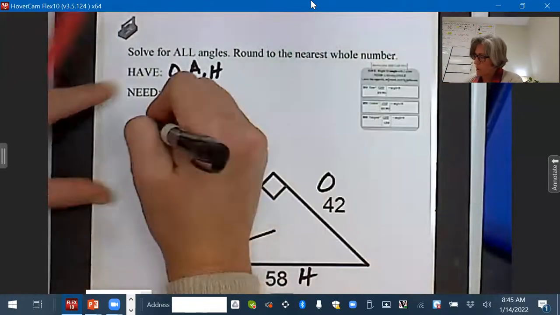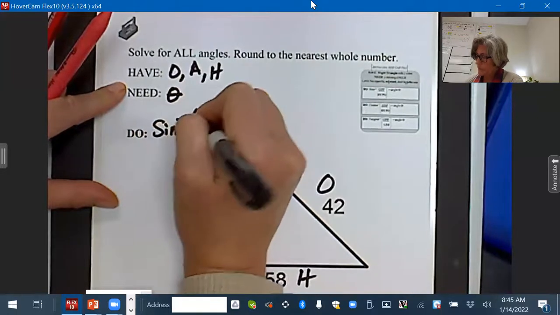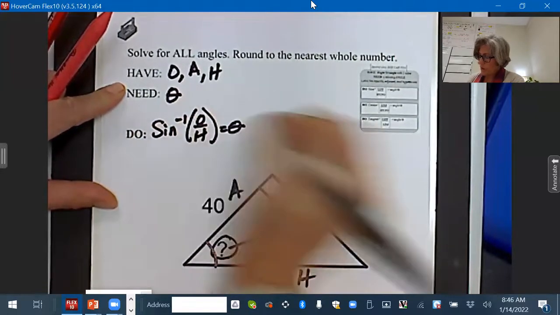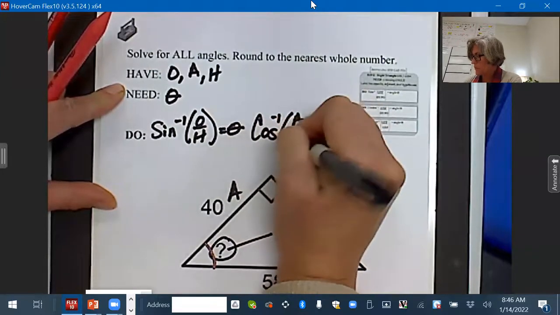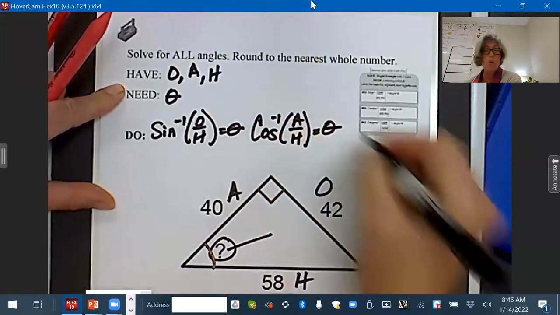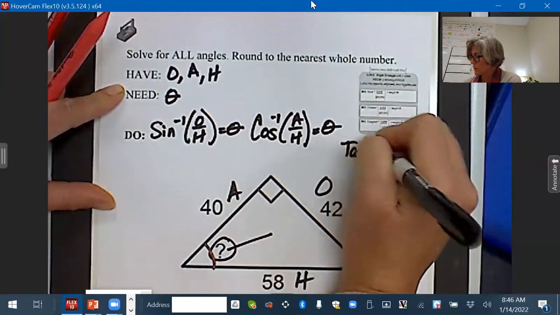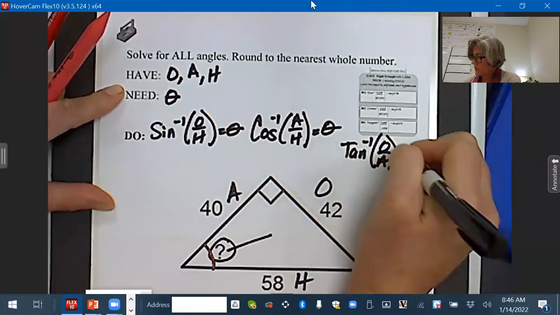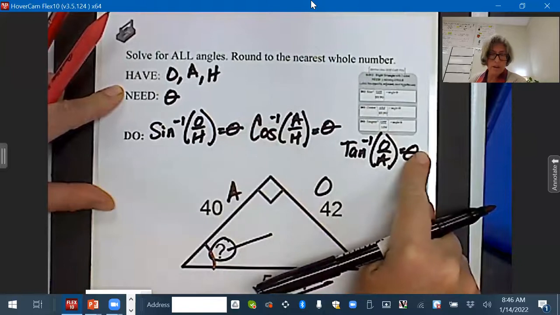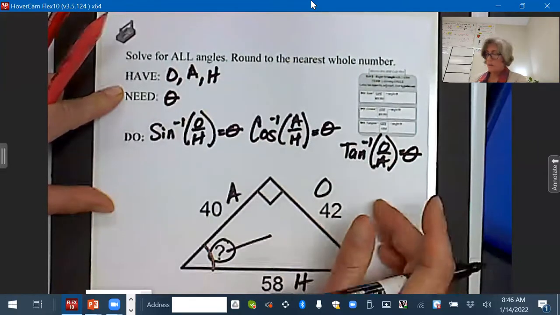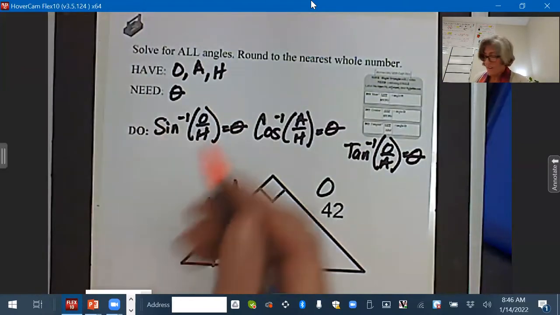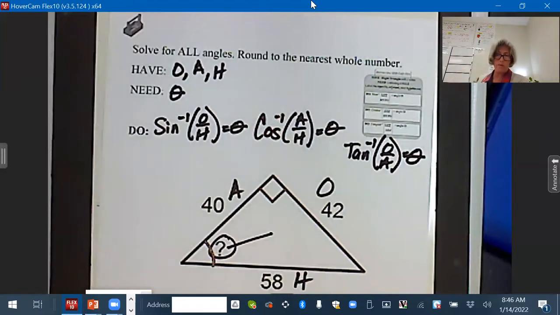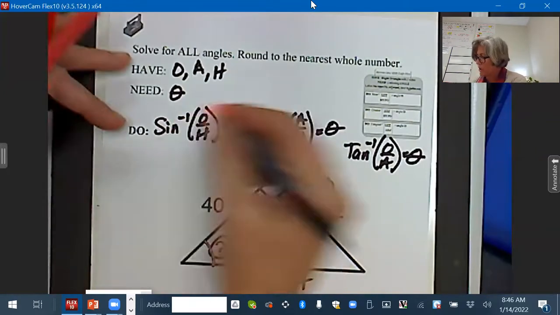Do I use inverse sine? Do I use inverse cosine? Or do I use inverse tangent? I do expect you to write all three of those down. And if you have all three, you have a choice. You can choose any one you want. That's the whole point, and you only have to do one. The first video, we did all three just to prove the point.